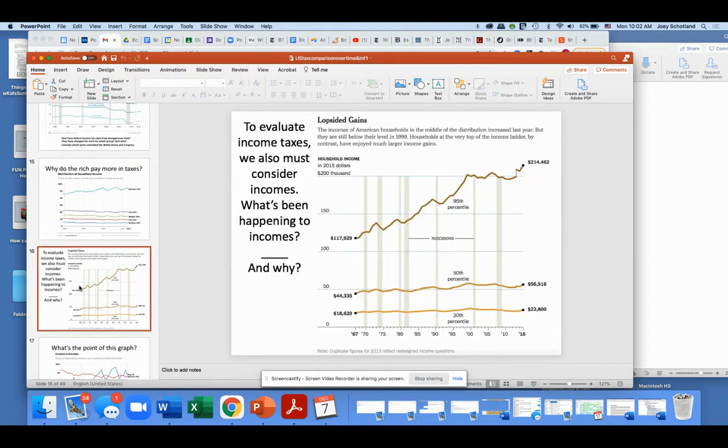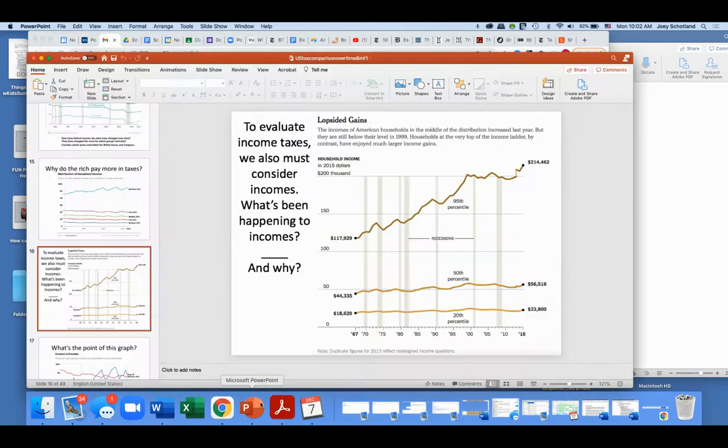Now, you can't just look at taxes, you also have to look at income. So what's happened to income over the last 50, 60 years, going back to 1967? Well, the poorest 20%, their income has been more or less going up, going down, or flat. It's gone from about 18,000 to 22,000, and you see it's in constant 2015 dollars, so it already takes into account inflation. Would you describe the poorest 20% as their income growth being big, being flat, or going down?